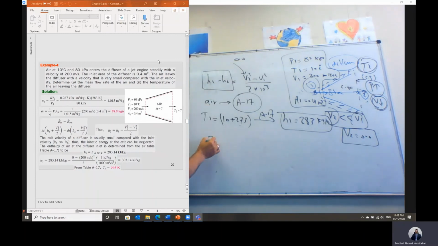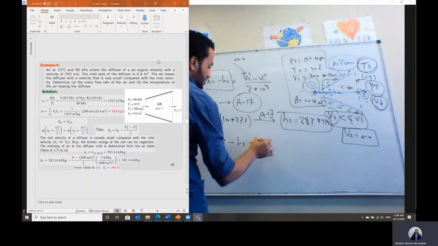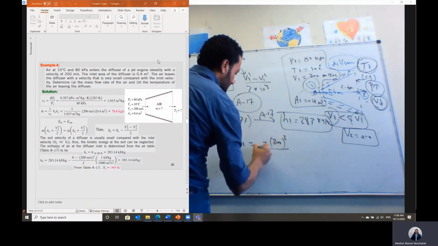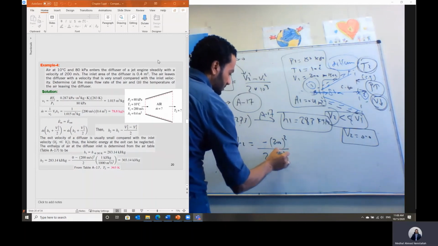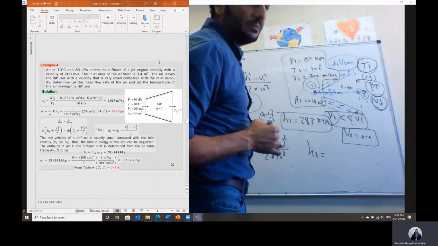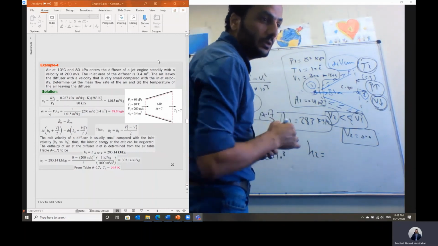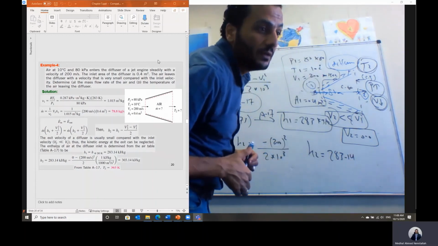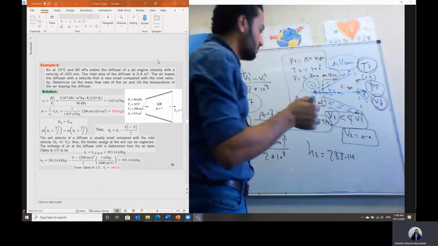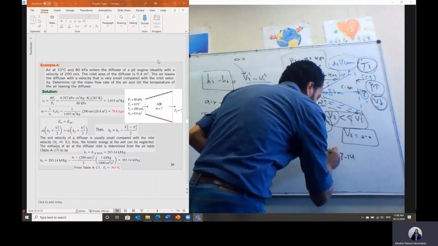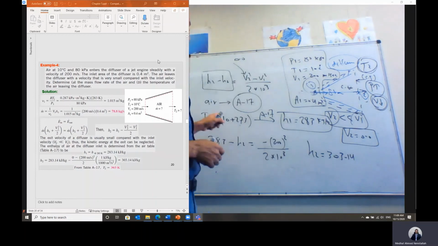Then we can substitute here 283 minus h2 equals V2, which is 0, minus V1, which is 200 squared, divided by 2, and don't forget to divide by 10 to the power 3. Then we can calculate the exit enthalpy. Exit enthalpy h2 will equal 303.14.